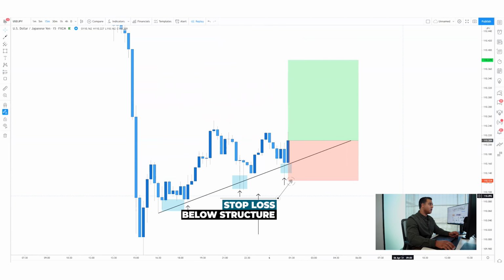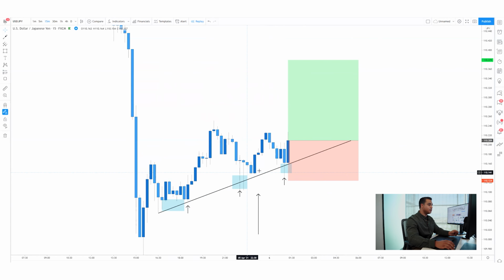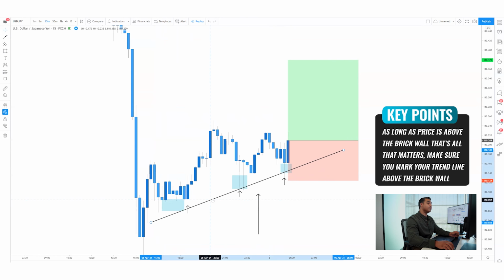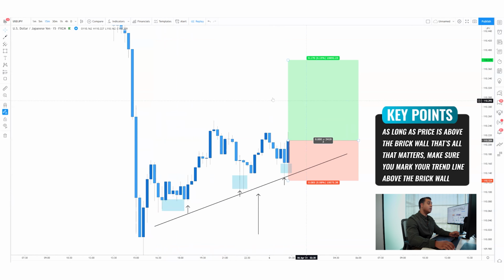Now, I don't want you to be like, Rox, where do I put the trend line? Do I mark it on the wicks or the bodies and the wicks? Doesn't matter. The point is this: as long as price is above the brick wall, that's all that matters. So it could be here, it could be here, it could be here. It doesn't matter. Make sure you mark it above the brick wall.